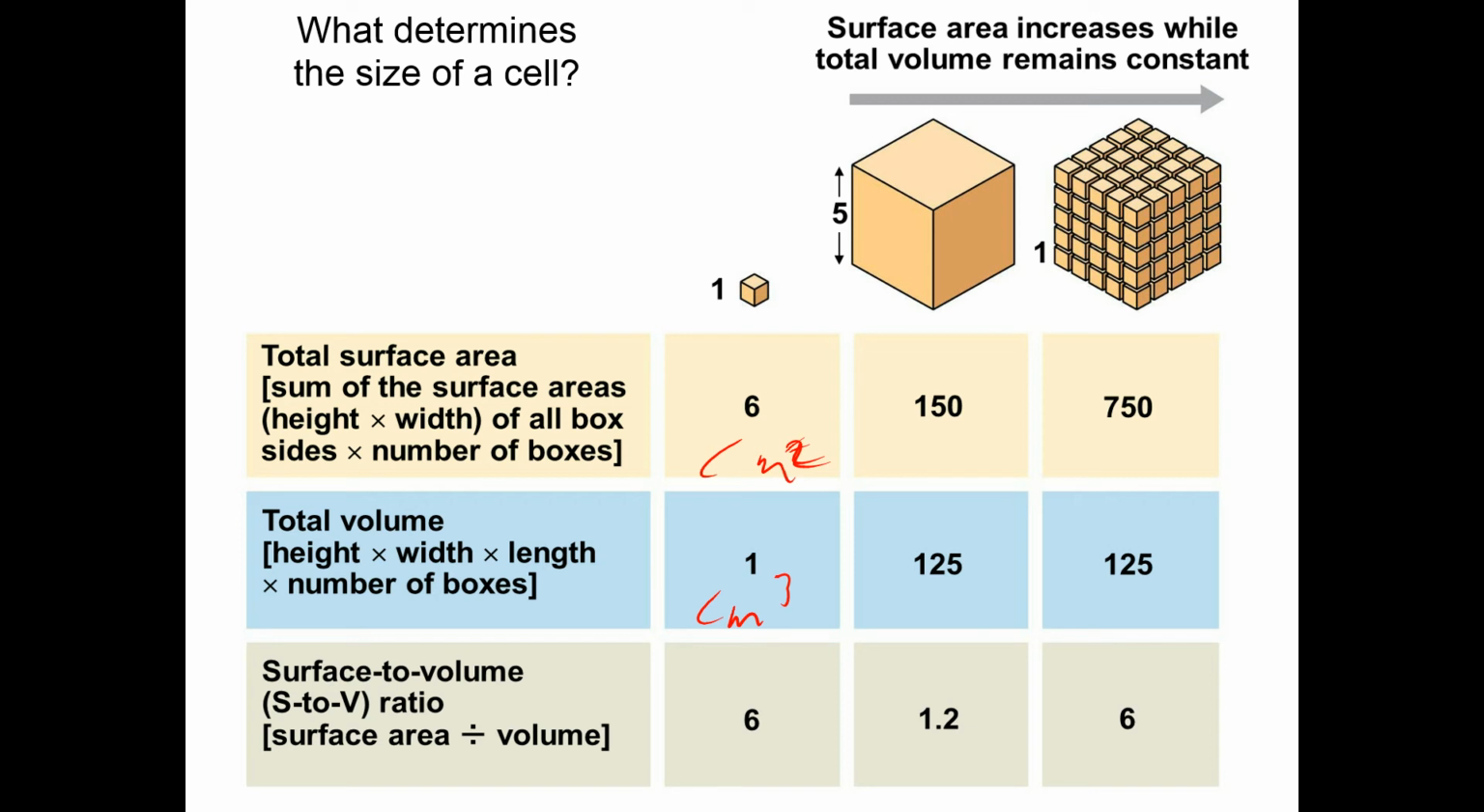So if you take the cell surface to volume ratio, so you divide the total surface area by the total volume, you get 6. Notice that you basically cancel out most of your units.